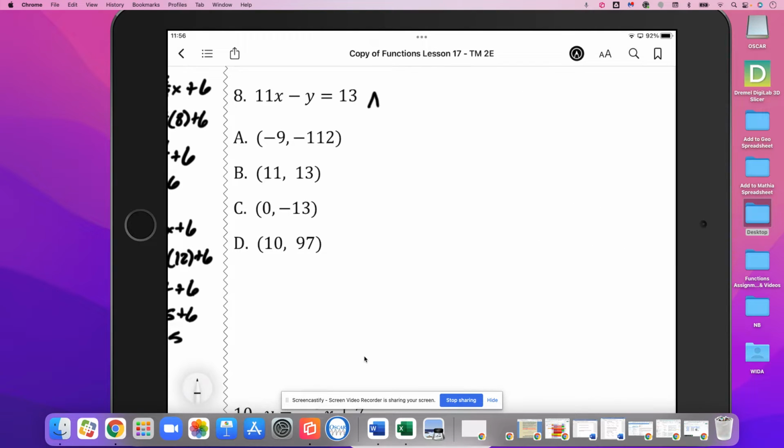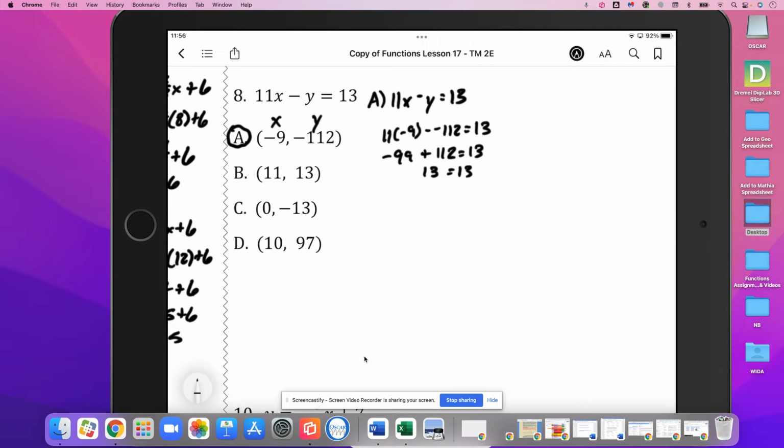So for number 8, same business. We have A, so 11x minus y is equal to 13. Our x values are here, our y values are here. So 11 times -9 minus a -112 is equal to 13. And so we have -99, and this needs to change to be a plus sign. 112 equals 13. And we get 13 equals 13. So yes, A satisfies the function.